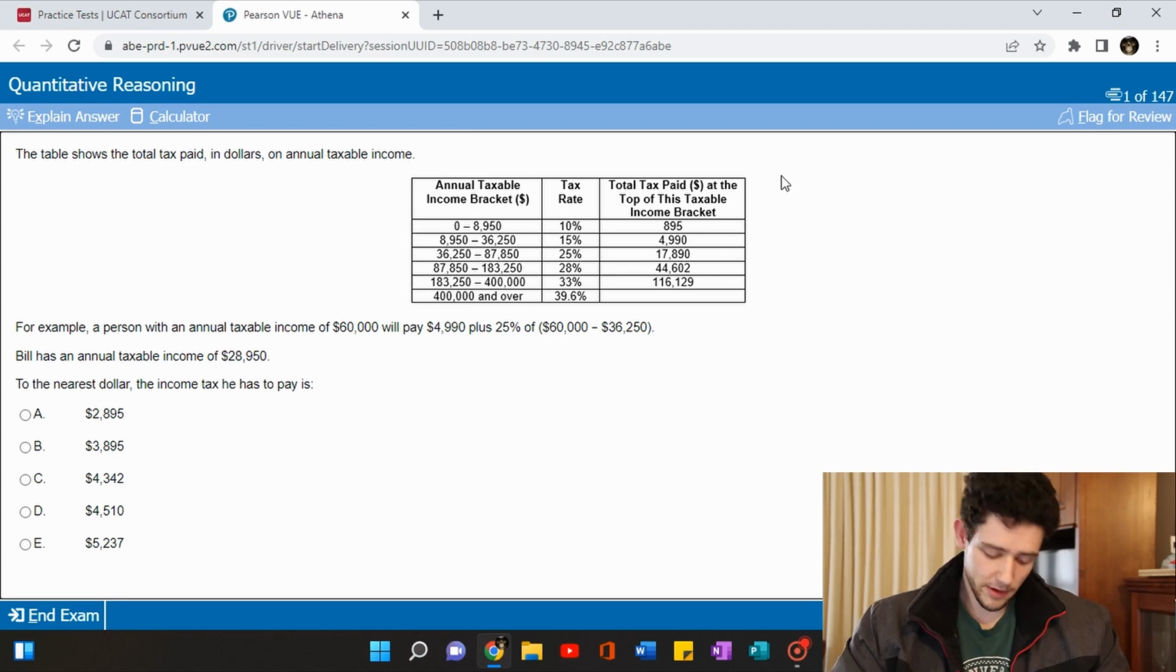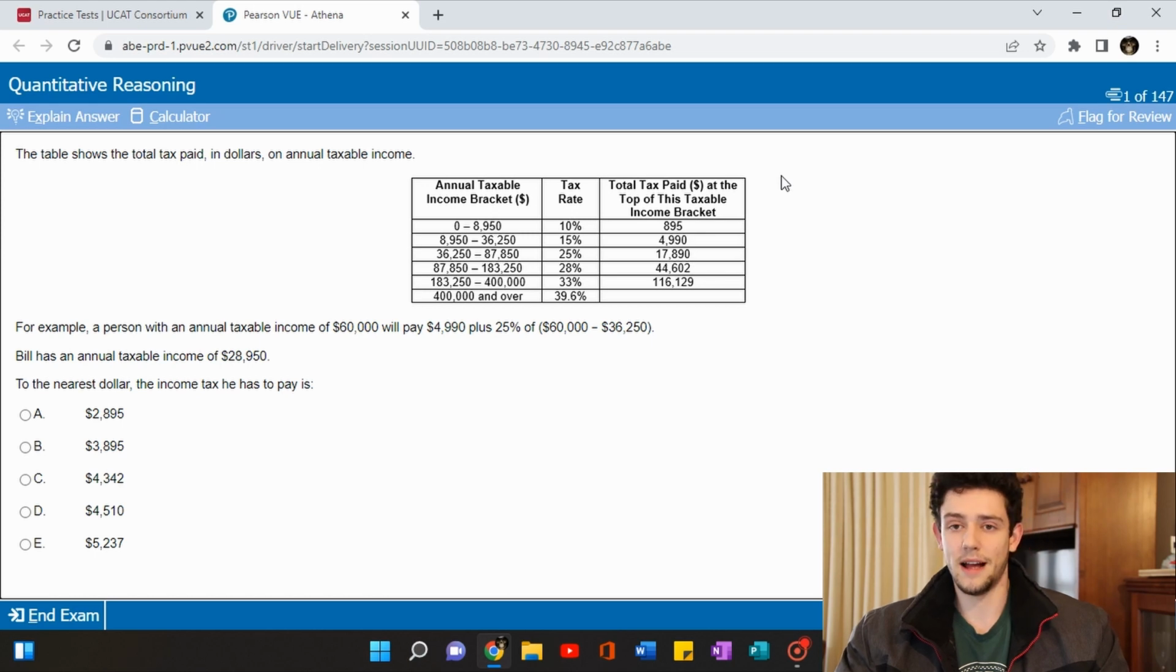And another tip, if you're running low on time, it'd be good to eliminate any obviously incorrect answers and then make an educated guess. This tip can pretty much be applied to any section of the UCAT. Like I said, I've done previous videos on different sections and this tip always comes up.